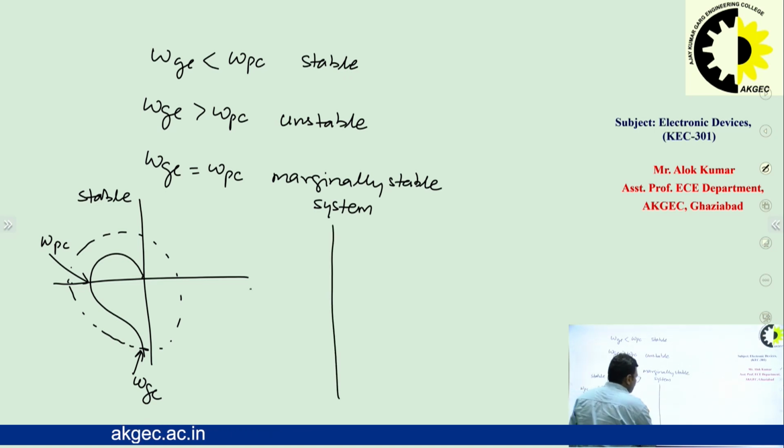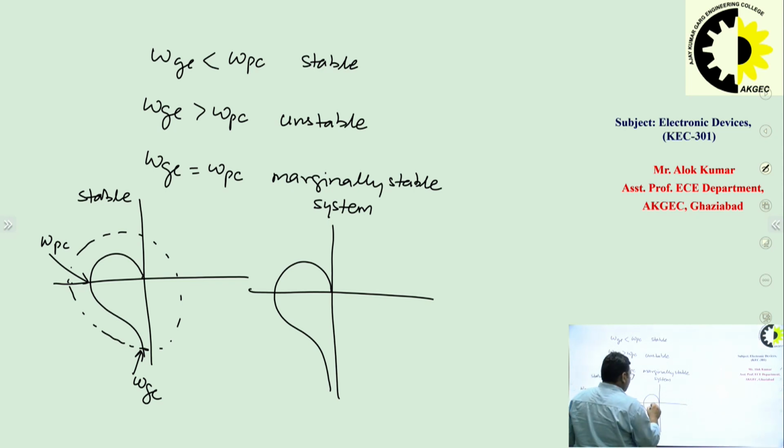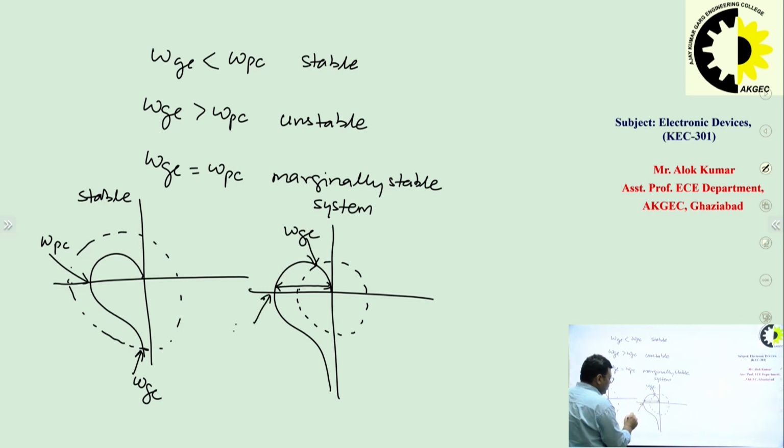Second case will be if omega GC is greater than omega PC. That means if this magnitude is higher than 1, in that case the unit circle is intersecting it here. So this frequency will be omega GC and this frequency will be omega PC, and in this case you can see omega GC is higher than omega PC. So this is the second case, the unstable system. This is for stable, this one is for unstable system.